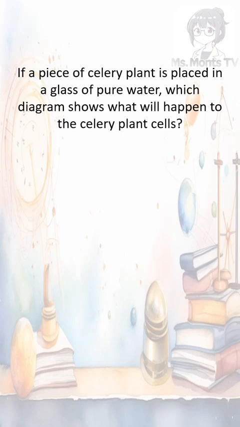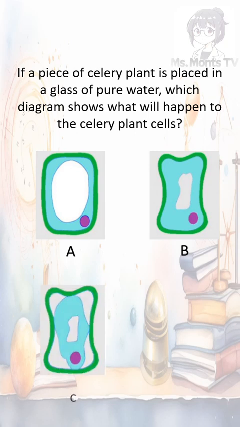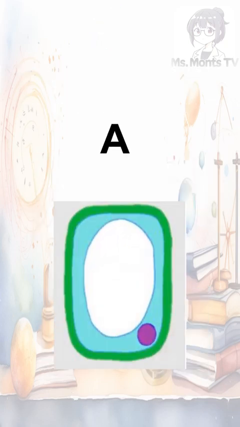If a piece of celery plant is placed in a glass of pure water, which diagram shows what will happen to the celery plant cells? A. B. C. D. A.